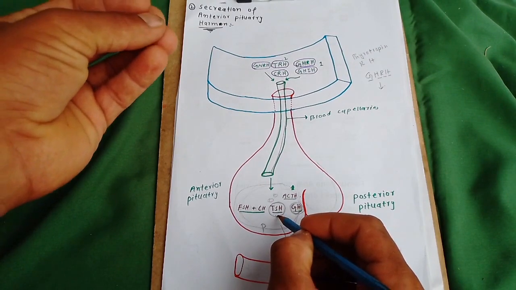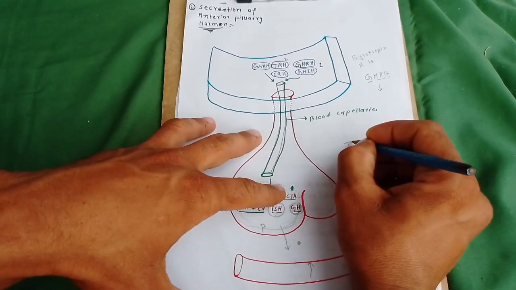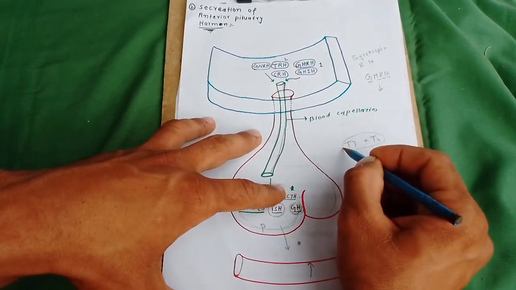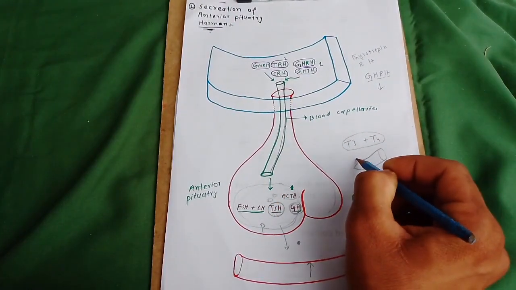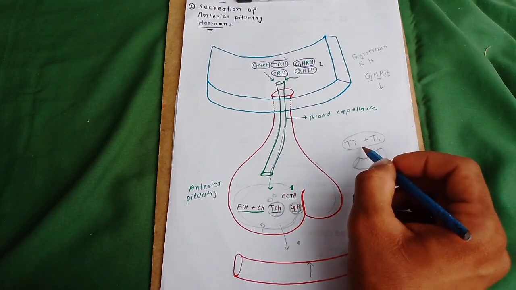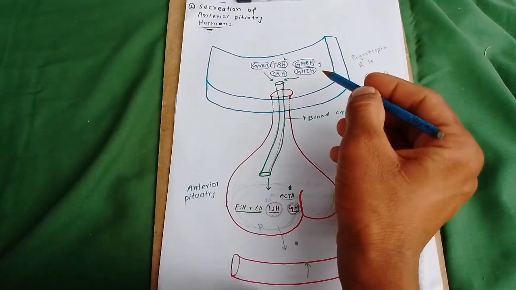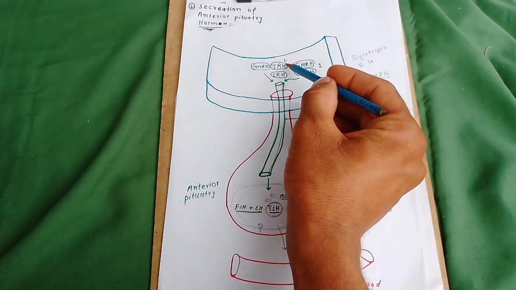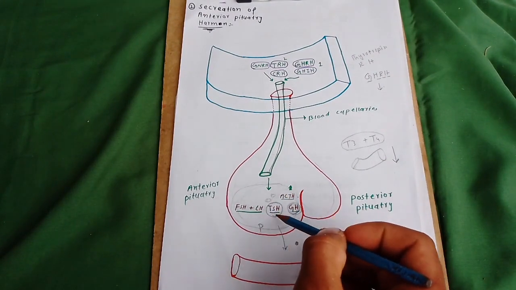Thyroid stimulating hormone goes to the thyroid gland and releases T3 and T4. When the body needs T3 and T4, the hypothalamus detects this change in the blood vessel when T3 and T4 levels fall down. The hypothalamus detects this change, so it produces TRH. TRH gives a message to this part of the pituitary gland.